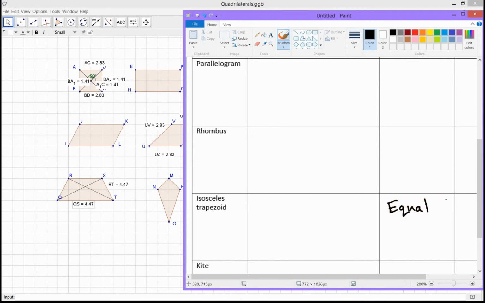Okay. The other thing we're wondering is, do they bisect each other? Do they go through the center point? Do they break each other up into two pieces? Bi means two, like bicycle means two wheels. So bi means two, and sect is like to split, so split into two pieces. That's pretty much where it comes from.